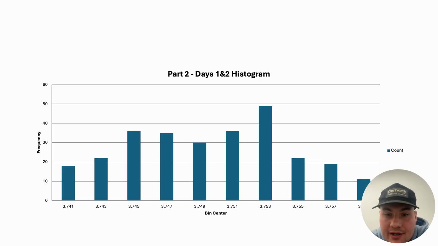This is my combined histogram for days 1 and 2. Pay attention to things like variation, the spread, and whether the process was stable with these two days together.